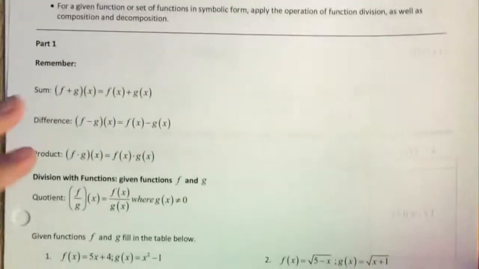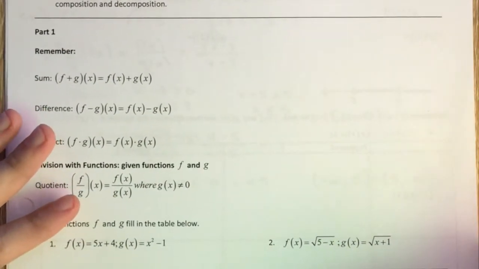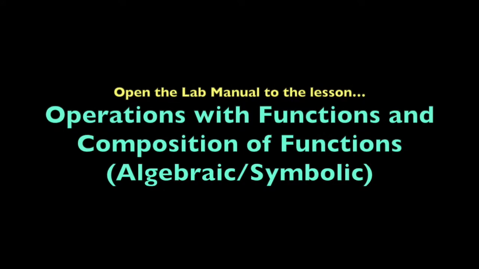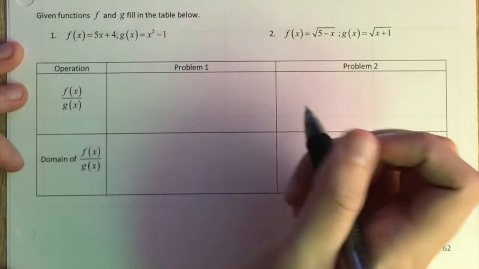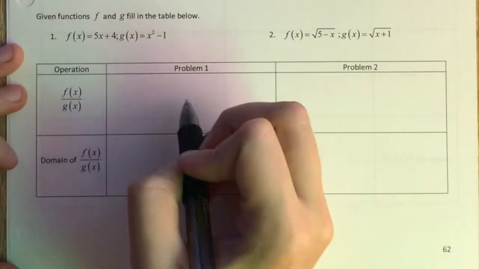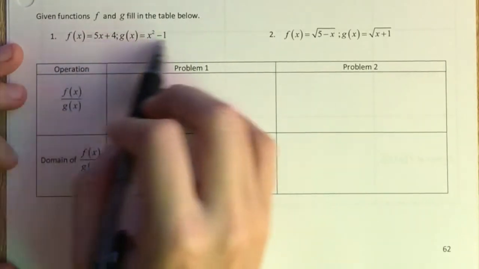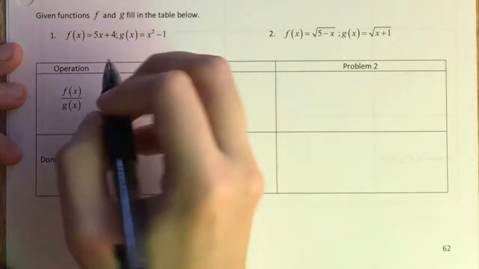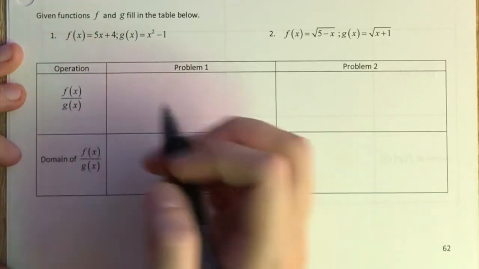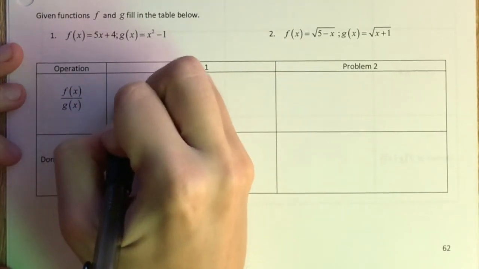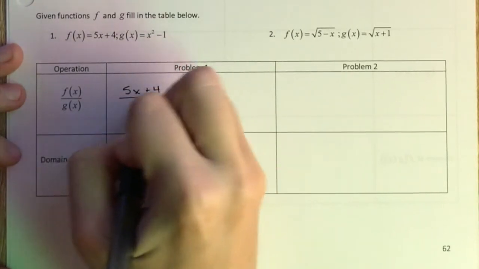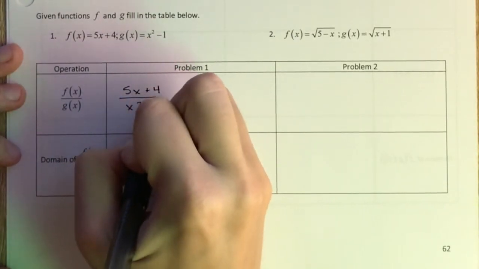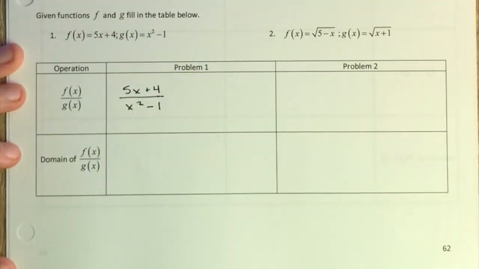Let's look at the lab manual just for a couple examples here. This is the section Operations with Functions and Compositions of Functions, Symbolic and Algebraic. So our first problem, problem 1, we have our two functions here. It's asking us for f of x over g of x. This is 5x plus 4 over x squared minus 1. We can't really simplify that at all, so we're done.